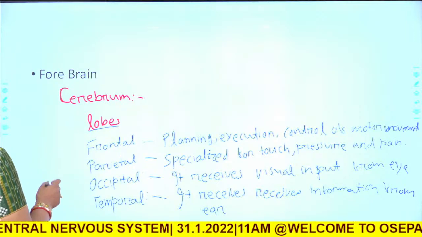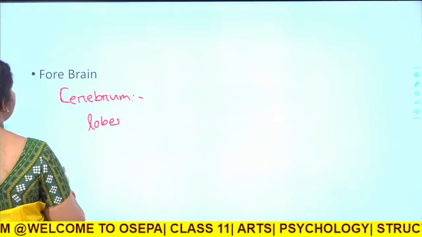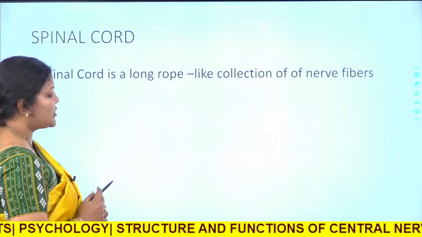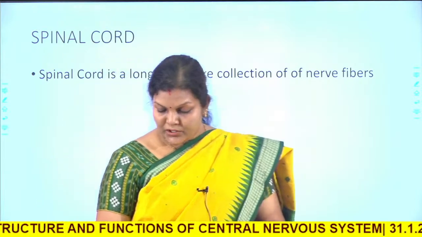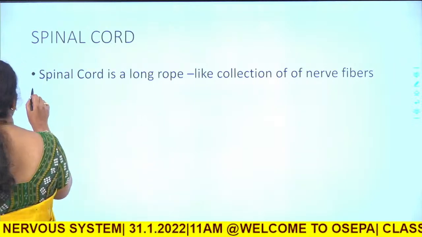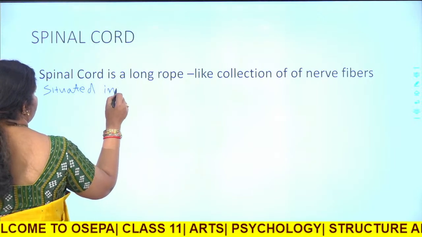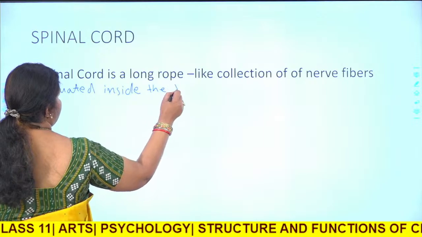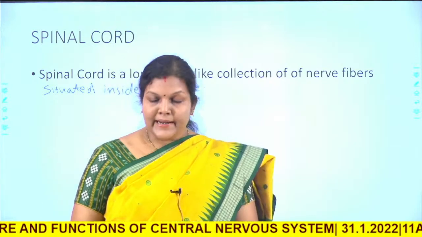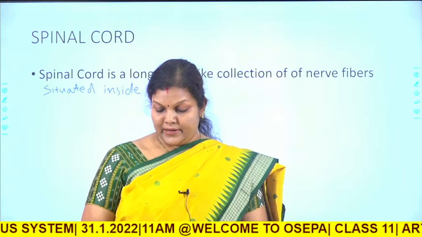So these are about the brain parts, brain structure. Another structure we have to mention is the spinal cord. Spinal cord is a long rope-like collection of nerve fibers which run inside the spine. It is situated inside the spine. Its one end is connected with the medulla of the brain and the other is free at the tail end.